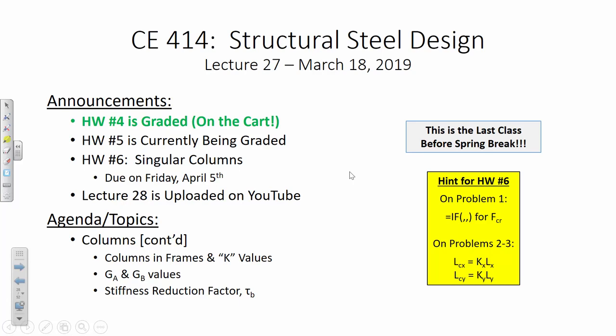that would be great. Homework number 5 is currently being graded, but that should be somewhat quick. I should definitely get that back to you at least by the time we come back from spring break. Remember, when we come back from spring break, we have exam review on Monday, and we have our exam on Wednesday.